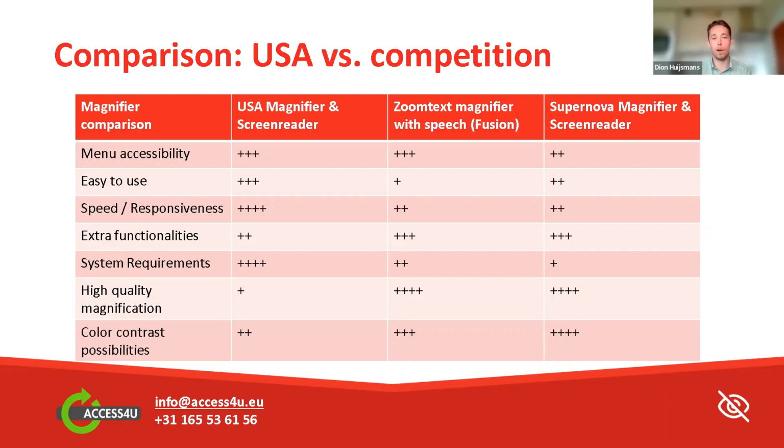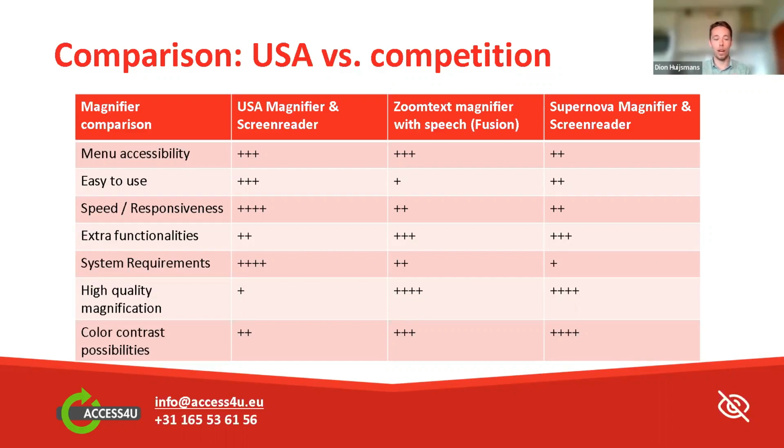Right now I would like to compare USA to the other magnifiers on the market. I will give the comparison between the USA magnifier, ZoomText and also Supernova, and we divided it into several topics. Firstly, the menu accessibility. Overall, we see that the menu accessibility is relatively easy to understand for all packages. And as USA has only 90 pages of manual, it is also rather easy to understand and implement, which brings me to the next point, the ease of use.